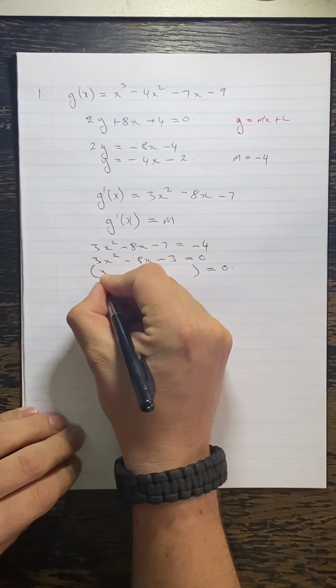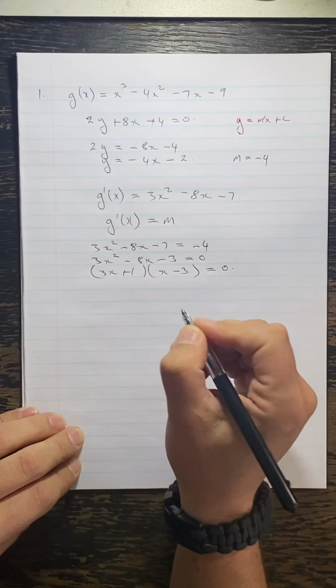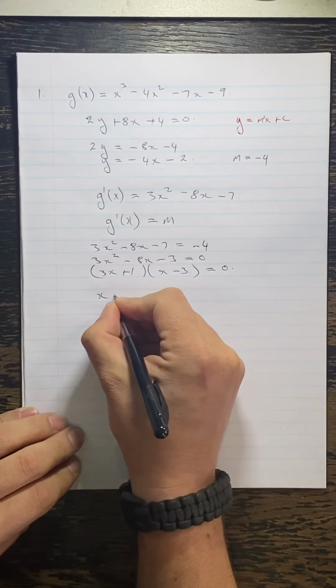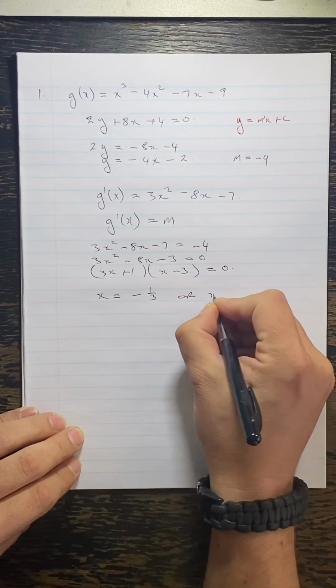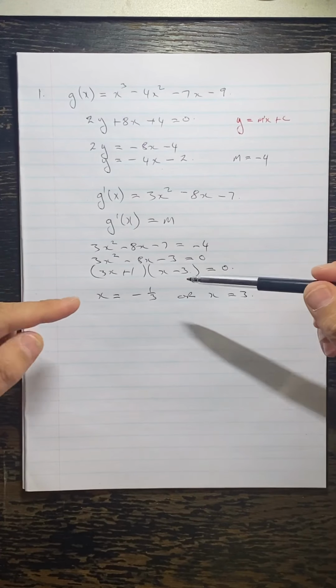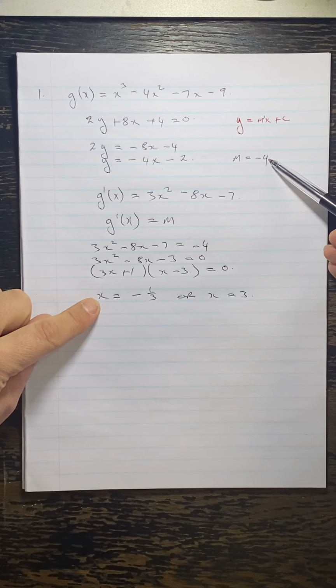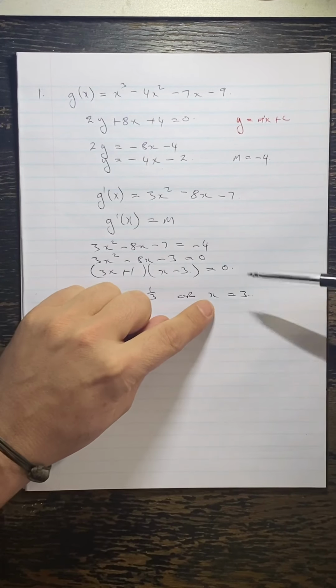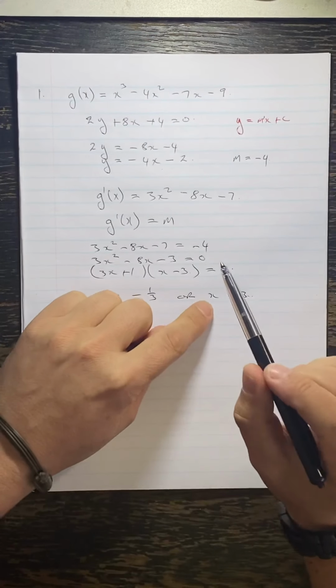And we get 3x plus 1, x minus 3. So for this x value, we get x is equal to minus 1 over 3, or x is equal to 3. Okay, so that means when x is minus 1 over 3, we have a gradient of minus 4. And when x is 3, we have a gradient of minus 4 of this function here.